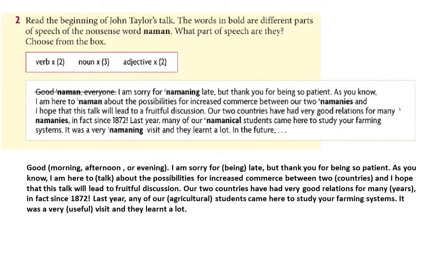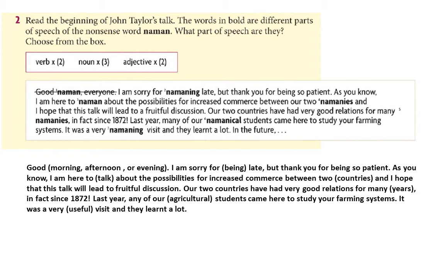Now, there is still one exercise. We will do that together. This is in the review section. In the review section, read the beginning of John Taylor's talk. The words in bold are different parts of speech of nonsense words, such as naman. What part of speech are they? Choose from the box.